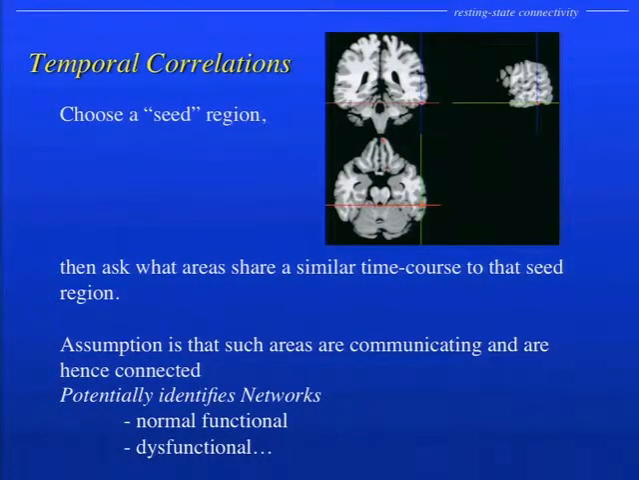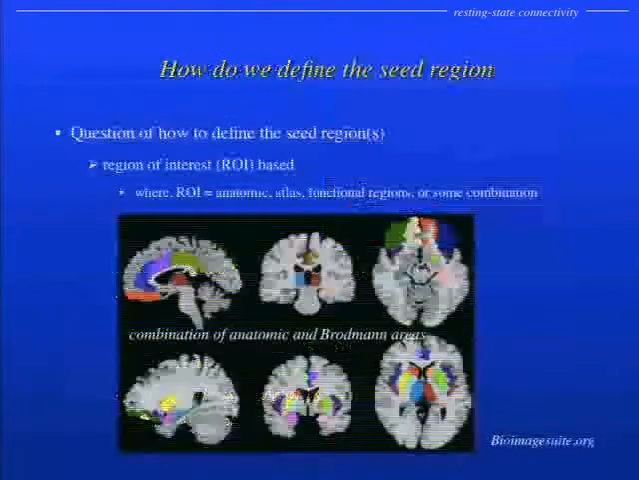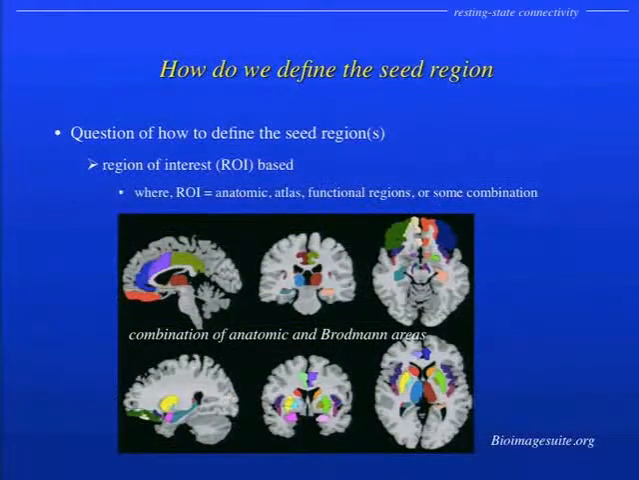So basically, you choose a seed region. You say, okay, this is from an activation experiment. Let's say we'll choose this seed region here in the left temporal cortex, and then ask basically this question: what other areas share a similar time course in the resting state to that seed region? And the assumption is that such areas are communicating, and hence these are connected. And this potentially identifies normal functional circuits, so we could do this in a group of normal healthy volunteers, and then do this in some patient population, and compare those and look for dysfunctional circuits, for example. The question is, how do we define these seed regions?